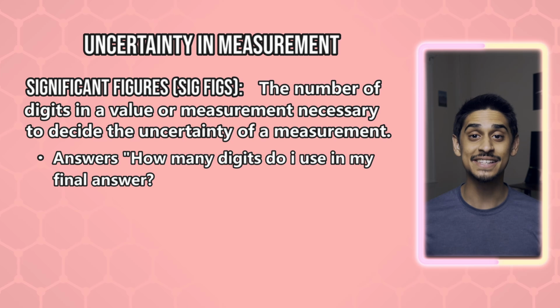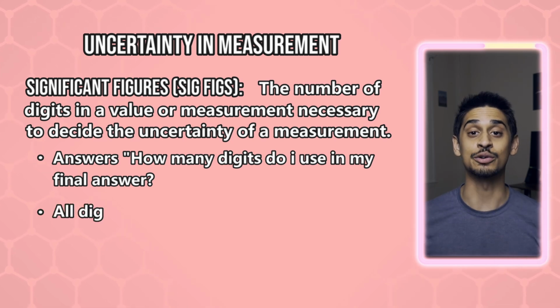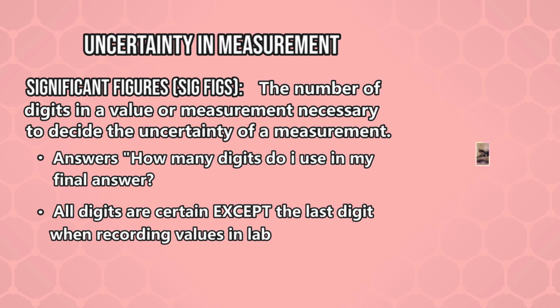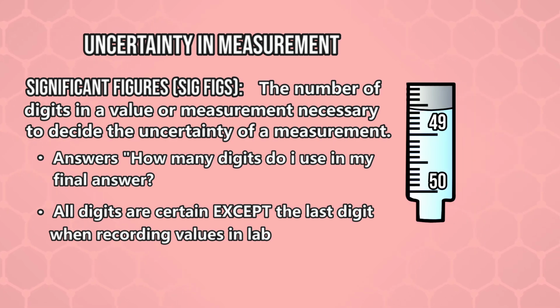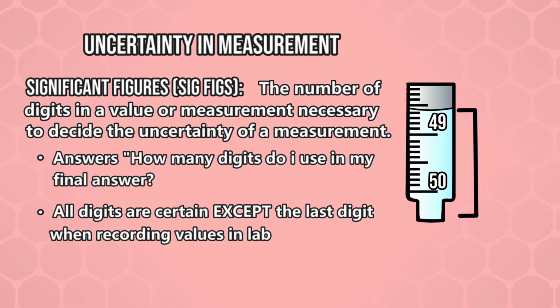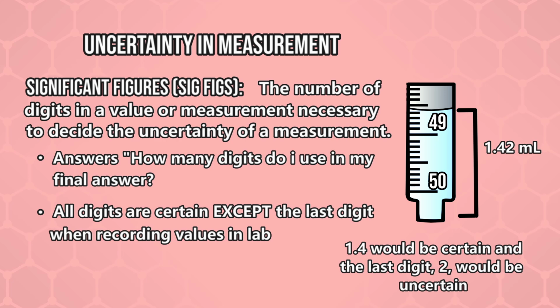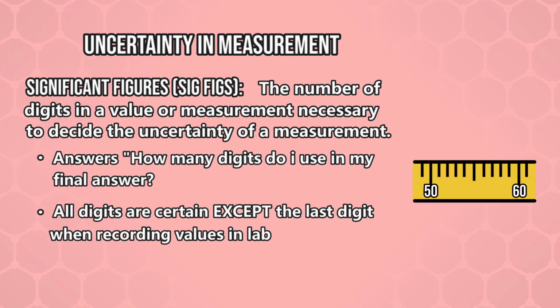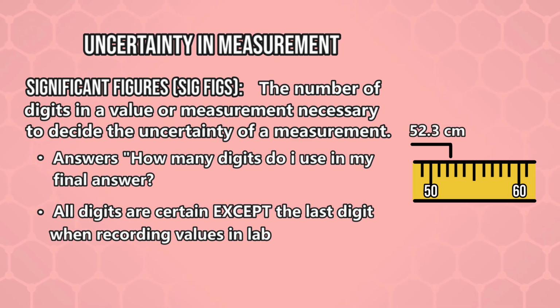When in the lab and making scientific measurements, all digits are certain except for the last digit when reporting values. For example, measuring volume with a burette that marks every 0.1 milliliters would mean the scientist would then need to estimate to the next decimal point, like 1.42 milliliters. Another example would be measuring length with a meter stick that marks every 1 centimeter, which means the scientist would then go to the next decimal place. So 52.3 centimeters in this case.